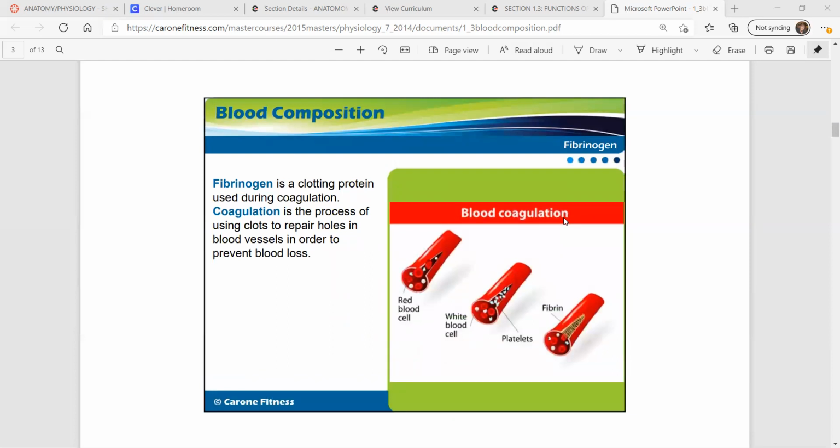Fibrinogen is a clotting protein used during coagulation. And coagulation is the process of using clots to repair holes in blood vessels in order to prevent blood loss. And you can see how that happens here.